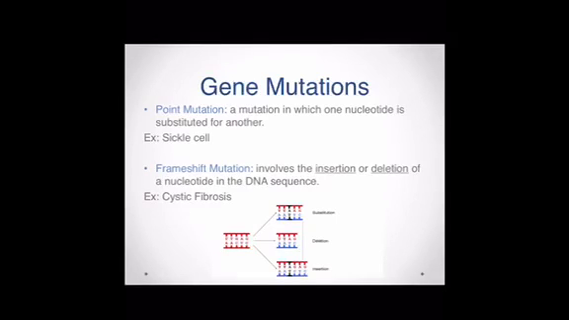The second type of gene mutations are frameshift mutations. This involves the insertion or deletion of a nucleotide in the DNA sequence. An example of a disease caused by frameshift mutation is cystic fibrosis, which is the overproduction of thick, sticky mucus.